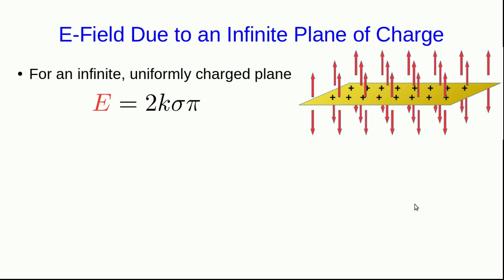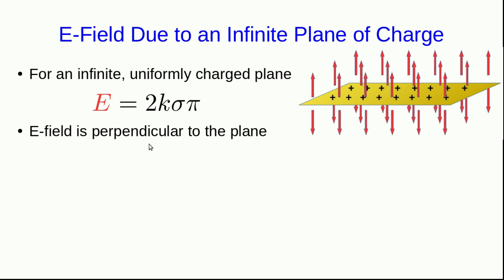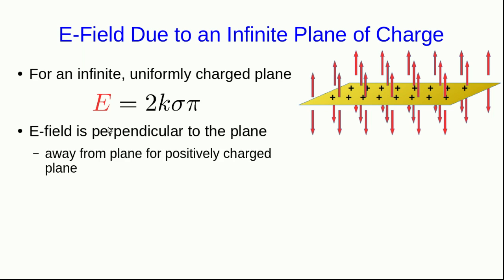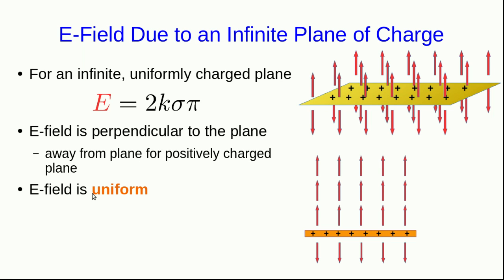So what we've just seen is that for an infinite, uniformly charged plane, we get an E field given by this expression. And if the plane is positively charged, that E field points away from the plane everywhere, whether you're looking above it or below it. And it's perpendicular to the plane everywhere. Note that there is no z or any other coordinate in this E-field expression. So this is a uniform electric field. This is the way we get a uniform field, with an infinite plane of charge.